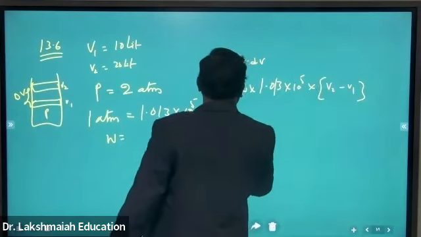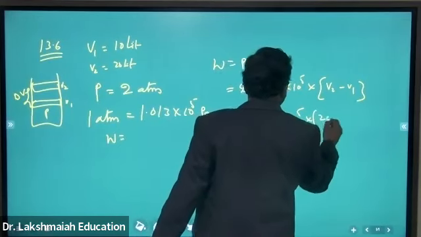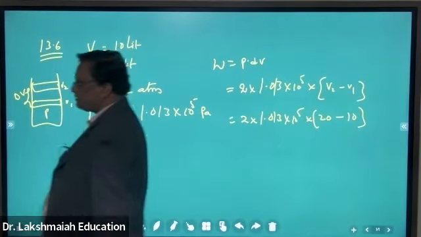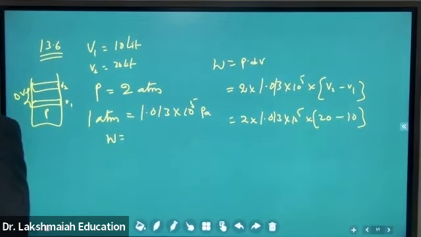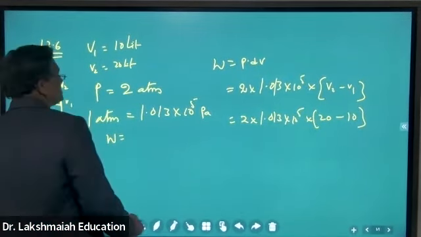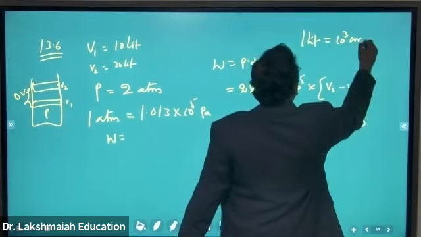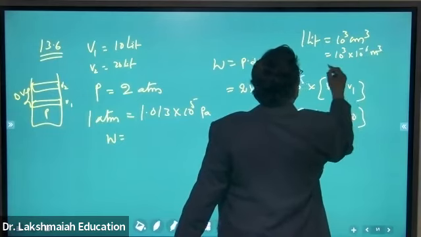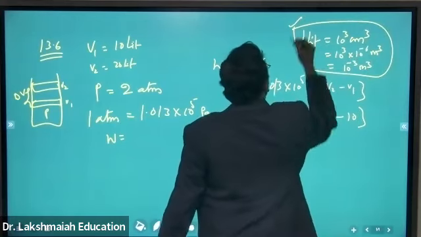That is equal to 2 into 1.013 into 10 to the power of 5 into what is V2? 20 minus what is V1? 10 liters. You can convert liters into meters cubed. 1 liter is equal to 10 power 3 centimeter cube. That is equal to 10 power 3 into 10 power minus 6 meter cube. That is equal to 10 power minus 3 meter cube. You write this one also.